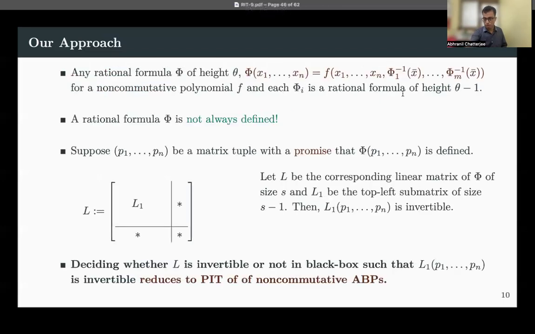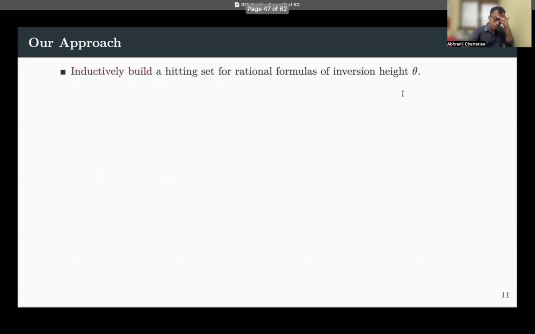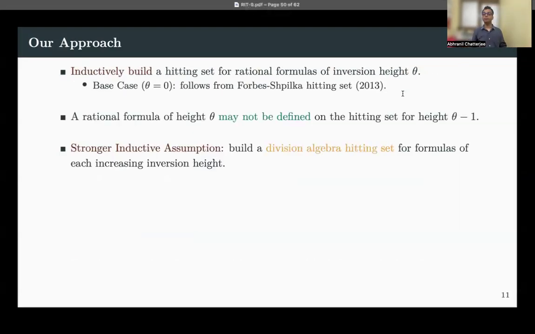Consider this case. Suppose there is some matrix tuple P1 to Pn where phi1 to phim, all of them are defined and all of them are non-zero. But a hitting set only guarantees that they are non-zero. It may happen that phi1 at P1 to Pn is non-zero, but it is not invertible. Therefore, when you are computing this phi1 inverse, it is not defined, and therefore phi at P1 to Pn will not be defined. To tackle this problem, we strengthen our inductive hypothesis. We come up with this notion of a division algebra hitting set, where all the matrices in our hitting set are inside a division algebra. And we do this for every inversion height.